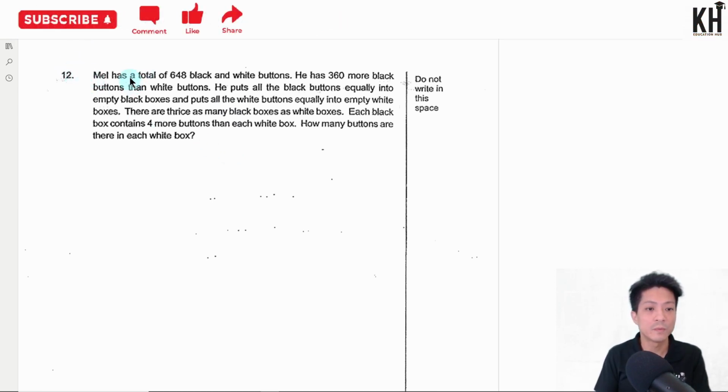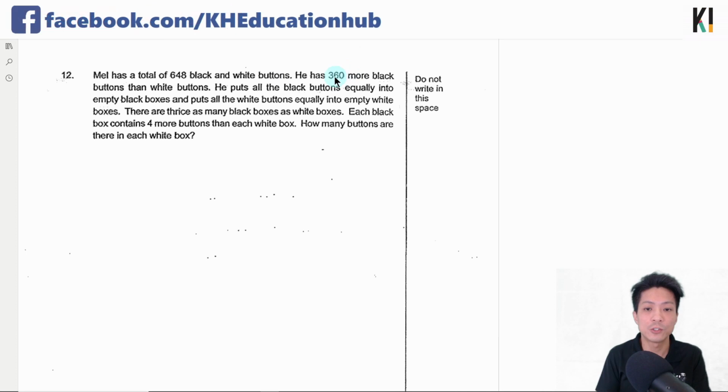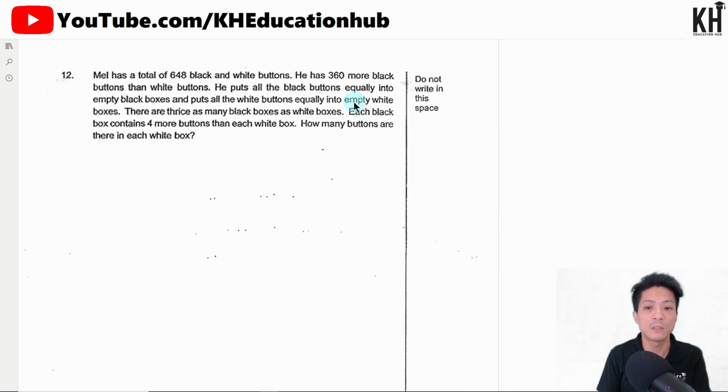Question 12. Mel has a total of 648 black and white buttons. He has 360 more black buttons than white buttons. He puts all the black buttons equally into empty black boxes and puts all the white buttons equally into empty white boxes.